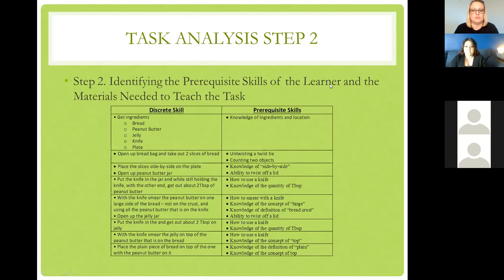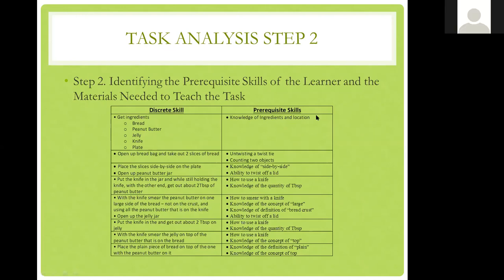Step 2 is identifying the prerequisite skills of the learner and the materials needed to teach the tasks. So here I have a task analysis for making a peanut butter and jelly sandwich. In this first box, the first discrete skill is to get the ingredients. It's really important to make sure we have all those ingredients. The prerequisite skill for that would be that the child would have to have knowledge of the ingredients and where they're located.